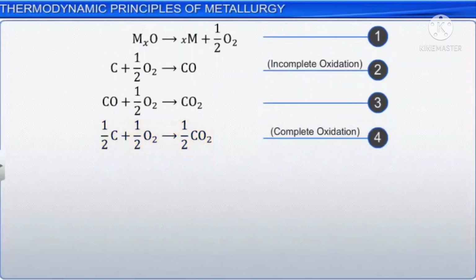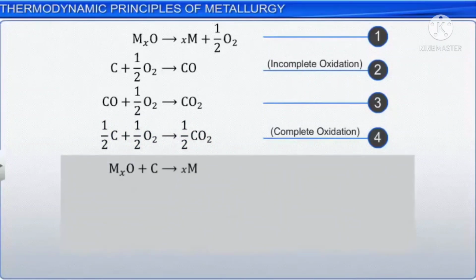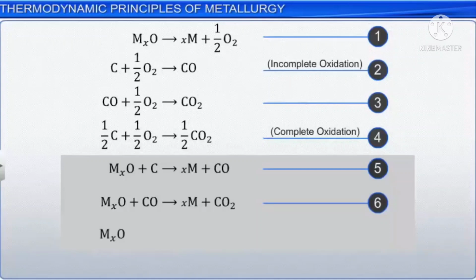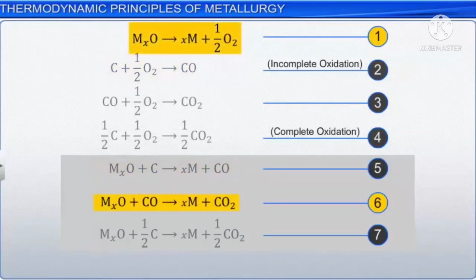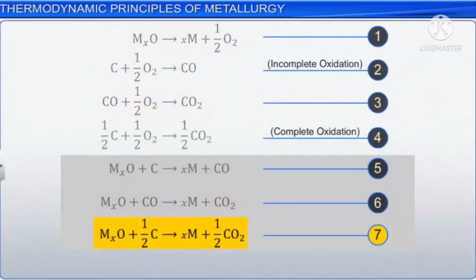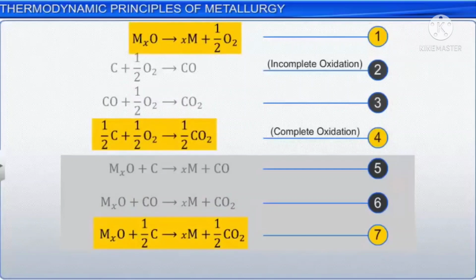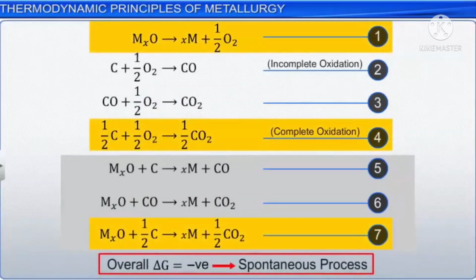The reduction of a metal oxide can thus be represented as MxO plus C gives xM plus CO, or MxO plus CO gives xM plus CO2, or MxO plus half C gives xM plus half CO2. As you can see, overall reaction 5 is the sum of reactions 1 and 2. Reaction 6 is the sum of reactions 1 and 3. And reaction 7 is the sum of reactions 1 and 4. Now, if the overall value of delta G is negative for these coupled reactions, then the reaction will be feasible.